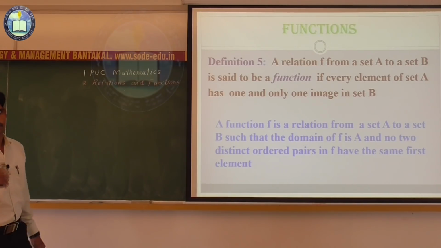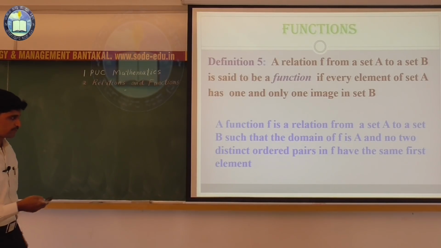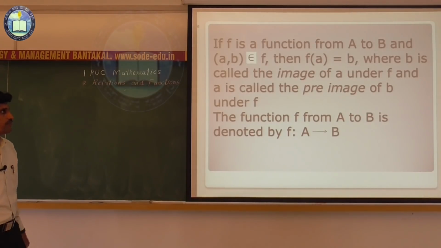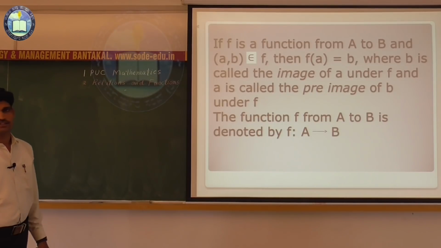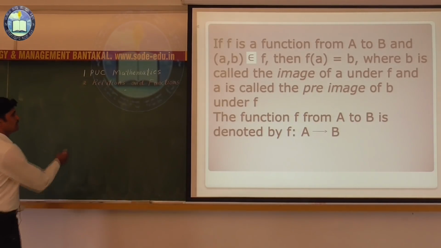No two ordered pairs can have the same first element. If f is a function from A to B and (a, b) belongs to f, meaning (a, b) is an element in that relation f, then f(a) is equal to b. It's the method of writing a relation.